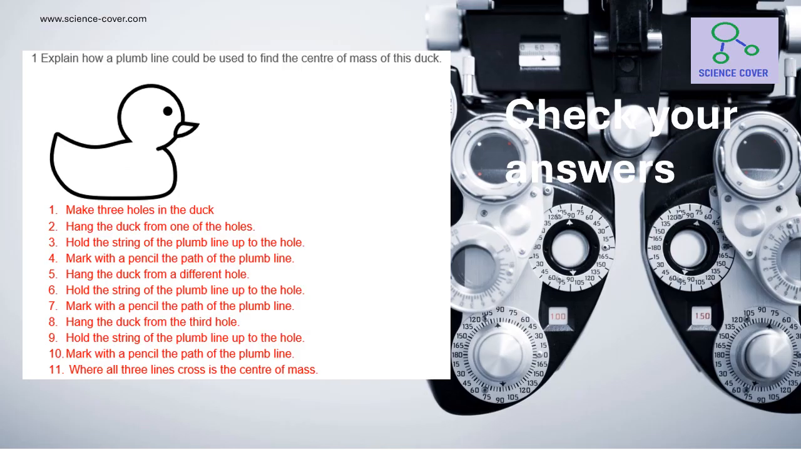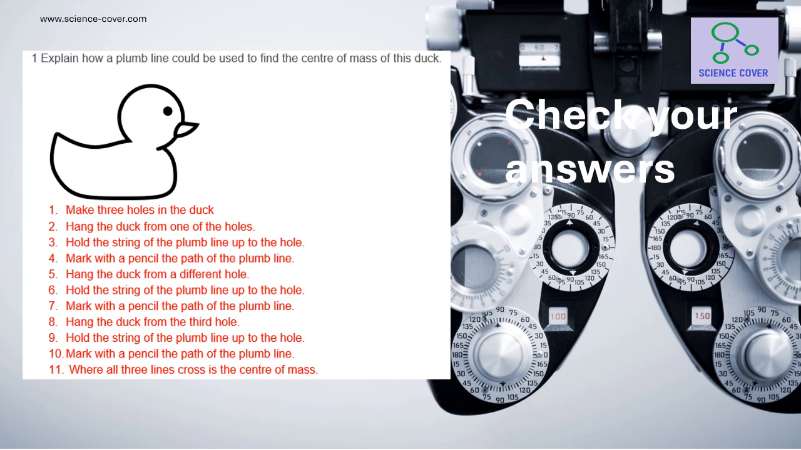Let's check the answer. Explain how a plumb line could be used to find the centre of mass for this duck. First, make 3 holes in the duck. Hang the duck from one of the holes. Hold the string of the plumb line up to the hole and mark with a pencil the path of the plumb line.